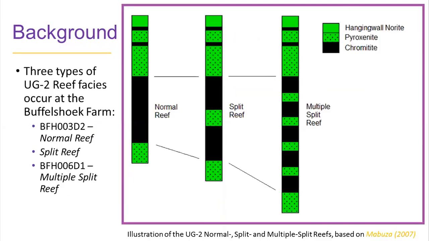So at the Buffelshoek farm, or generally around the Two Rivers Platinum Mine, the UG2 can be characterized into three facies: the normal reef, the split reef, and the multiple split reef. The split reef will have a pyroxenite parting, or a thin layer of pyroxenite within the chromitite, typically about 10 centimeters, and then the multiple split reef will have different partings or different layers of pyroxenite within the layers. So the boreholes that we looked at, the ones I'm presenting here, are the normal reef and the multiple split reef.